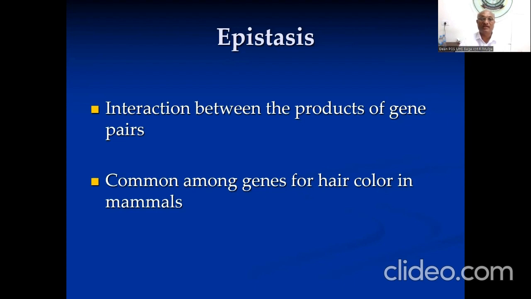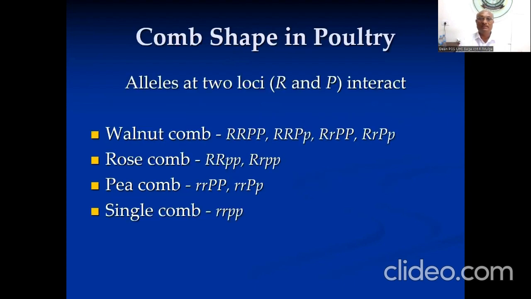Common among the genes for the hair color in mammals, okay? And we get it in plants plenty. So comb shape in poultry: walnut comb, then the rose comb and the pea comb. So single comb and the different kinds. I think when we study the backcross breeding, it will throw some light on this, what the different digenic ratios are. That is all because of the epistasis only.